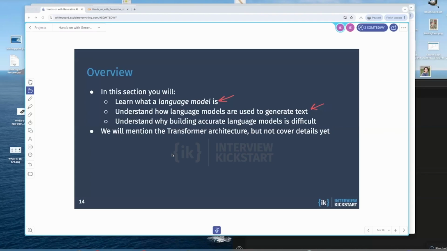Because ultimately, the way you interact with these models, we've seen chat models where you ask the model questions or you give the model requests and then it generates text in response. We'll see exactly what, in the context of language modeling, that generative process looks like. And then hopefully get some appreciation for why building accurate language models is difficult.